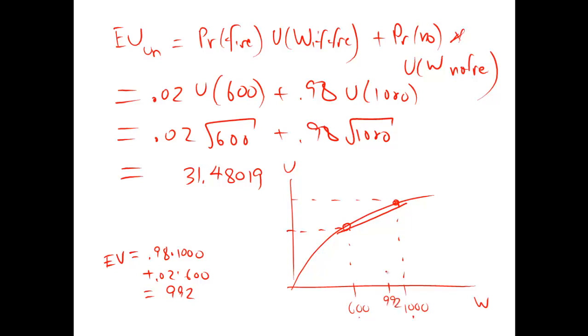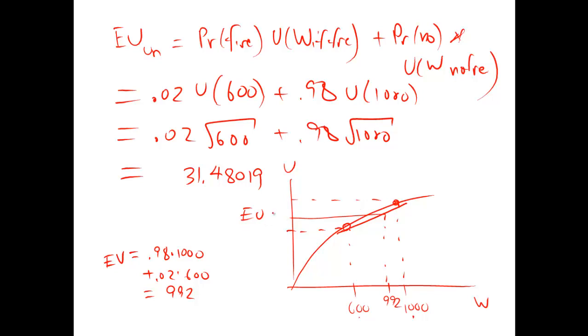So I'll exaggerate it in the picture and put 992 over here. But what we're looking for is a point that's 98% of the way over along this expected utility line. And that's what we've calculated, that expected utility 31.48019. And again, I've very much exaggerated the nature of the picture just to make things visible given the fat pen. Next question we can ask, though, is what amount of wealth with certainty would leave the individual as well off as facing the uninsured state?